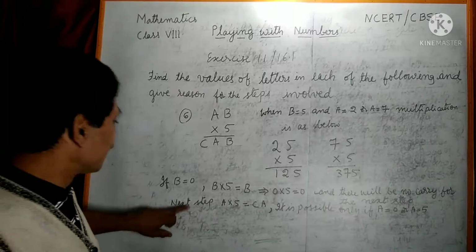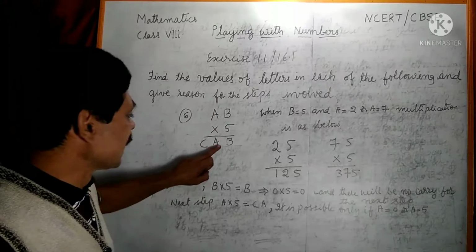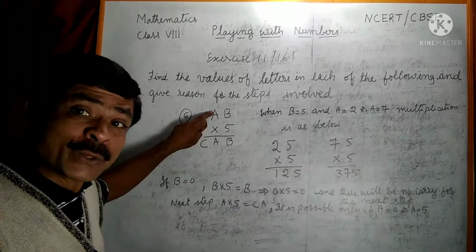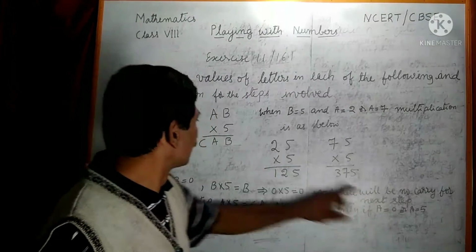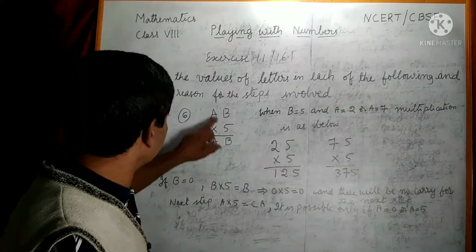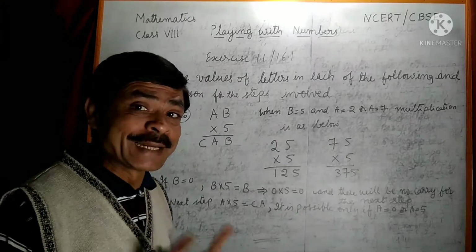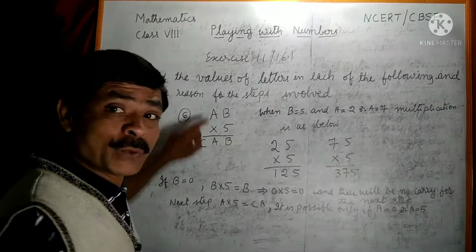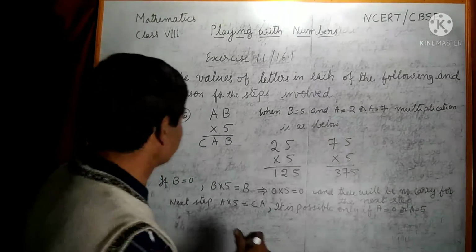And in the next step, A into 5 is equal to CA. And it is possible only if A is equal to 0 or 5. And if we take A is equal to 0, A into 5 is equal to CA will become 0, so that it is not possible. So let us take A is equal to 5 only. So the possible multiplication is as follows.